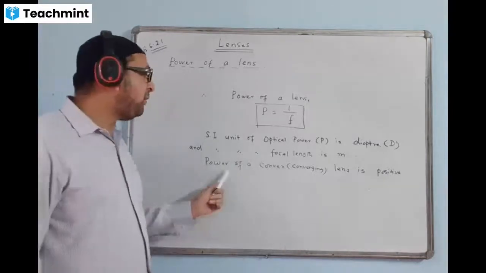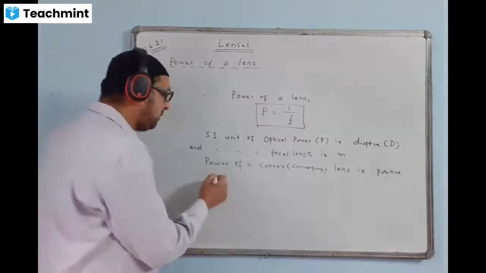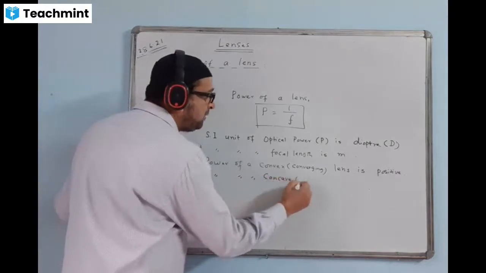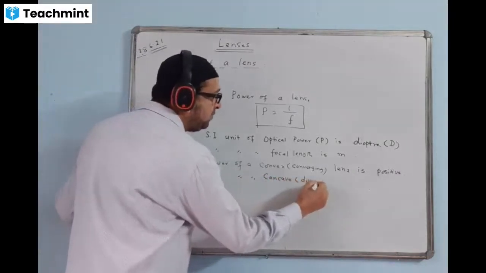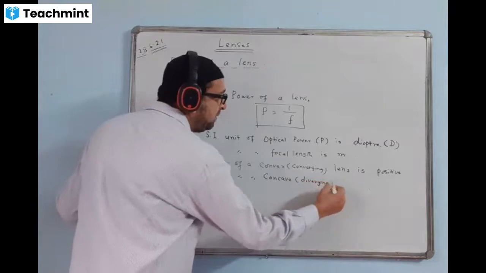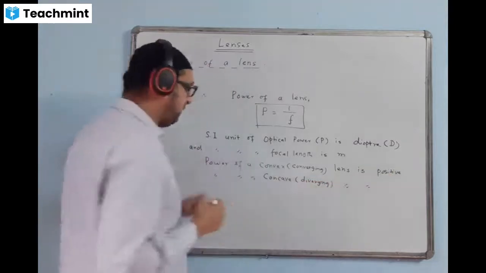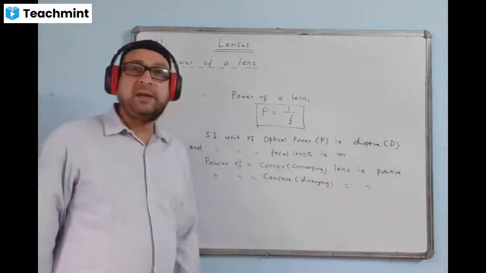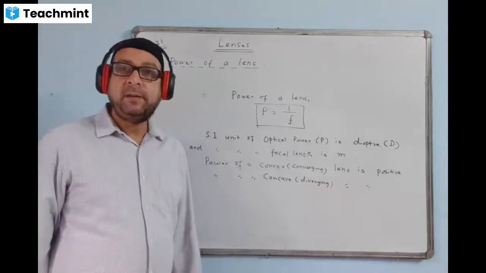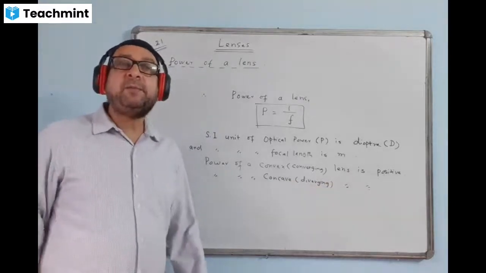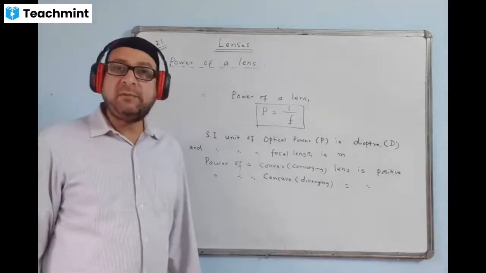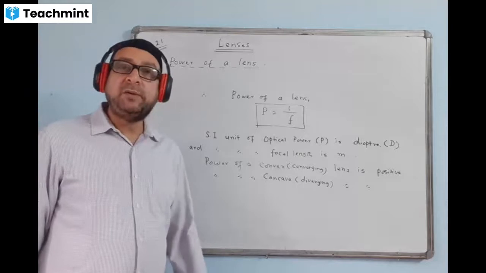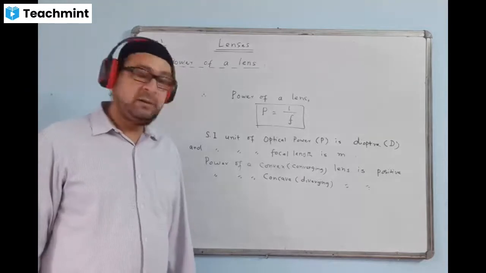Then you write power of a concave lens. Concave lens is also known as a diverging lens. Power of a concave, diverging lens is negative. Sometimes people wear positive glasses, negative glasses. Young people use negative glasses in their specs.